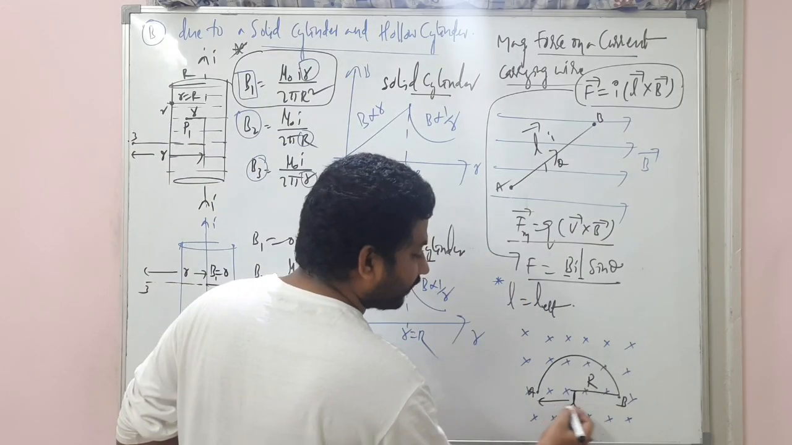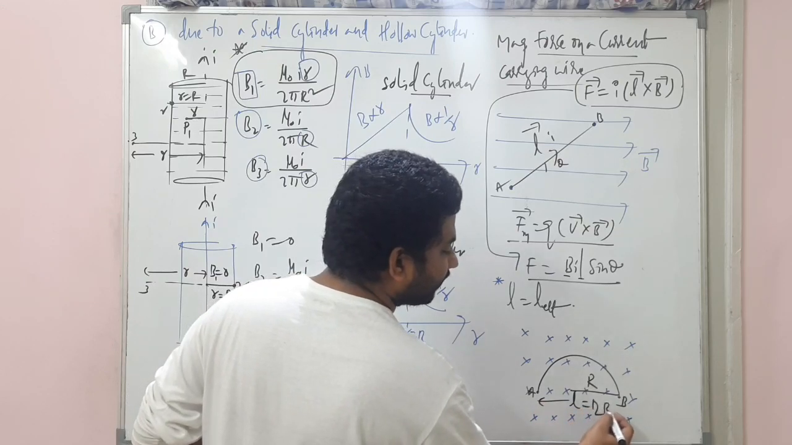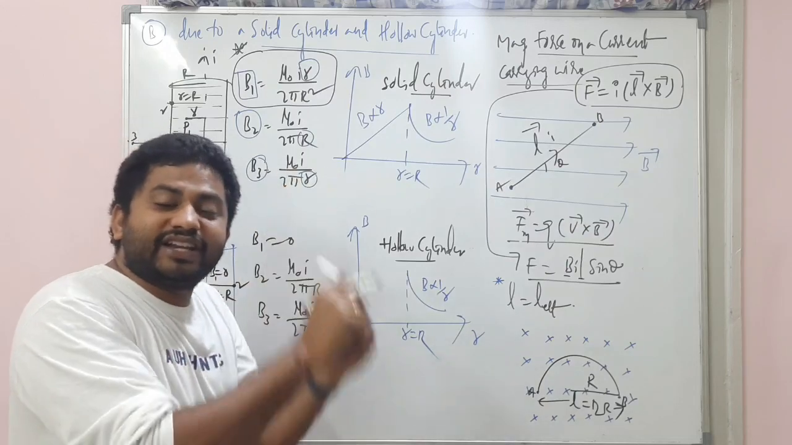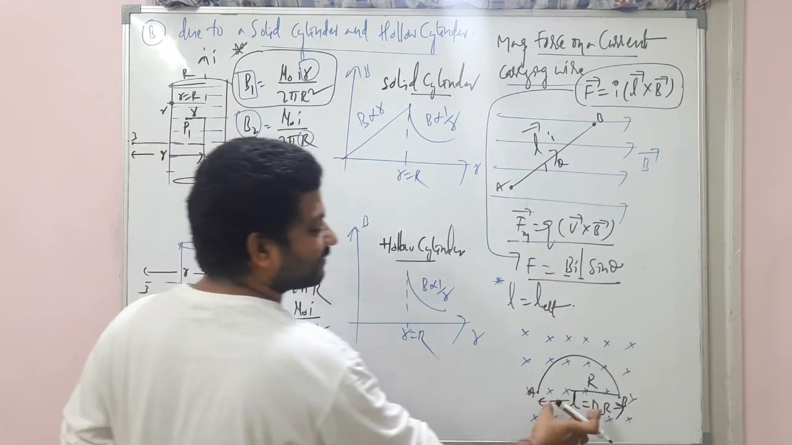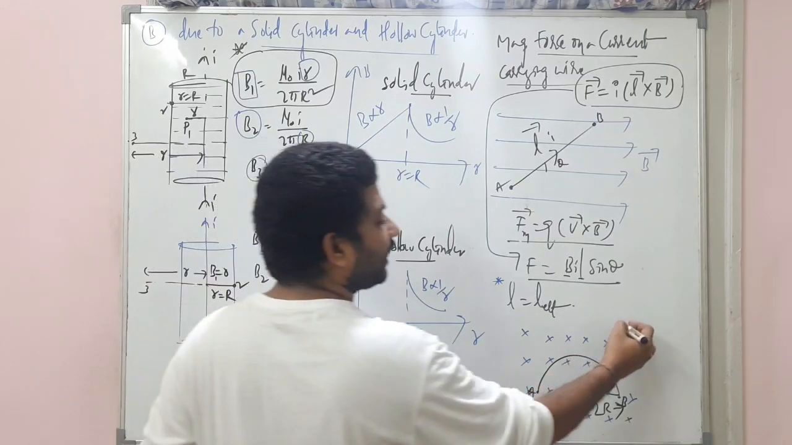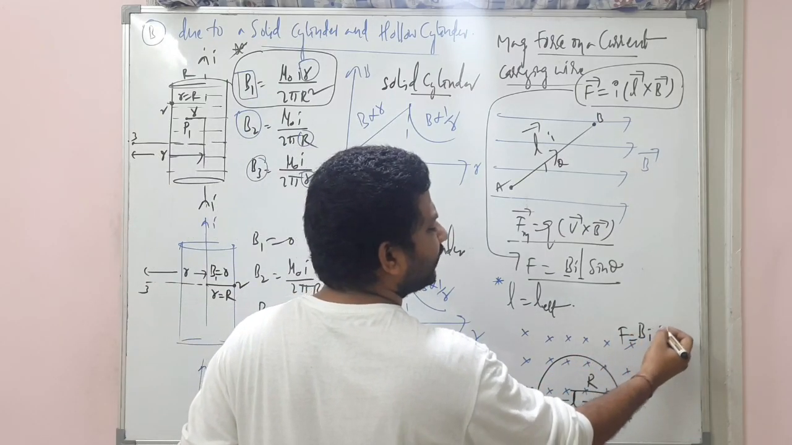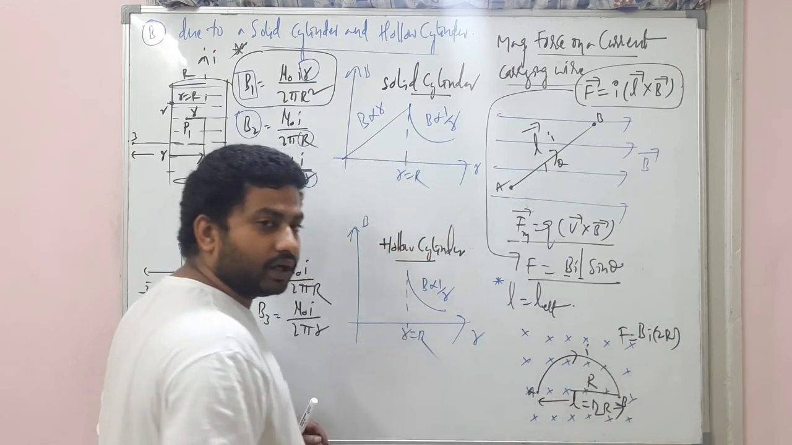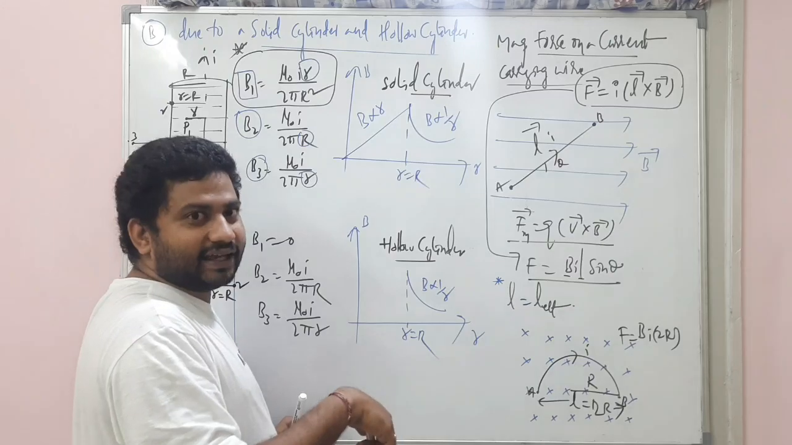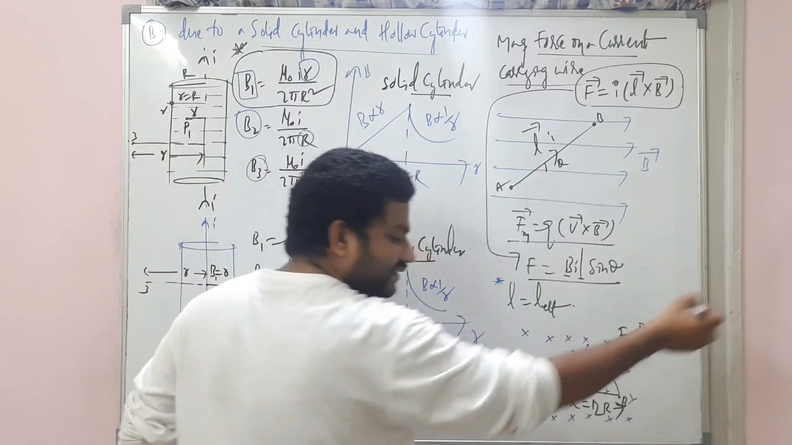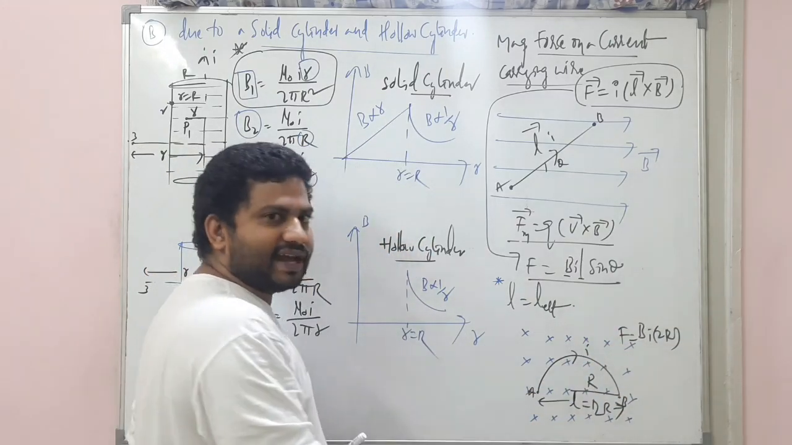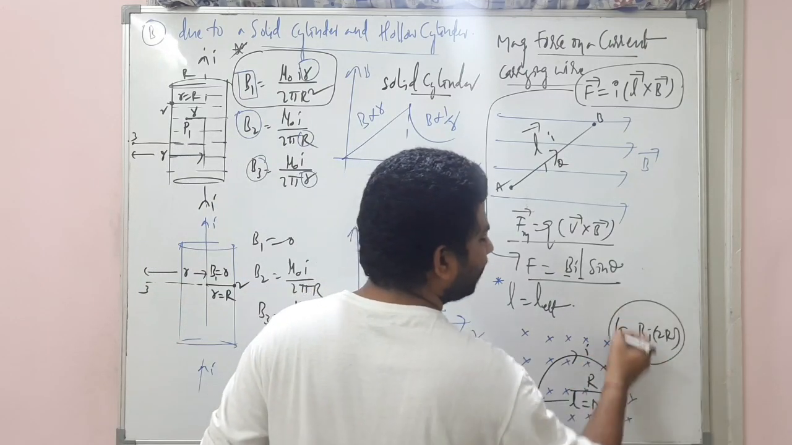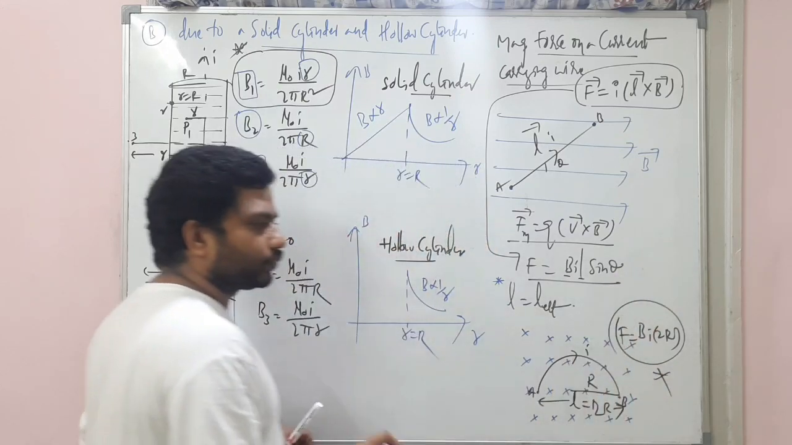I told you L effective is equal to the straight line distance between A and B, the initial point and the final point. Yes, this is the straight line distance. And in this case, F is equal to B into I into 2R into sine theta. Theta is 90 degrees here because L bar is in this direction, the magnetic field is in this direction, theta is 90, sine 90 is 1. So F is equal to BI2R.